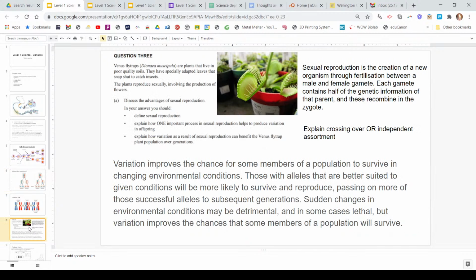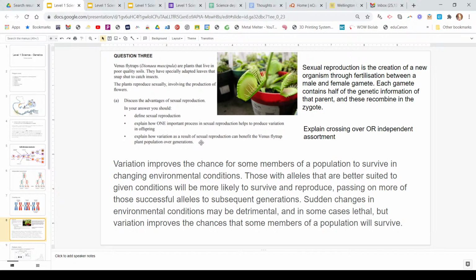Okay, so I'm going to move on now to that idea of variation, and this is quite a common question in the genetics paper. I quite like this one because it asks us to define sexual reproduction, to explain how one important process in sexual reproduction helps to produce variation in offspring, and hopefully that question is really making you think of crossing over or independent assortment or segregation. And then finally, and this is a real excellence part here, how does variation through sexual reproduction benefit the Venus flytrap plant population over generations? I think we see that question quite a lot in exams, so it's really good to be able to prepare for that one.